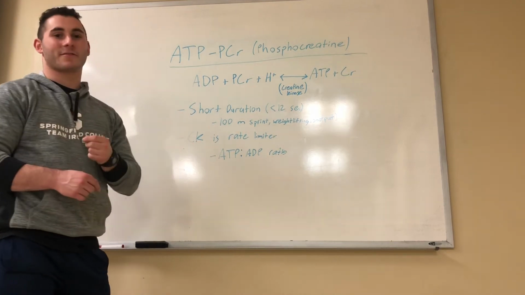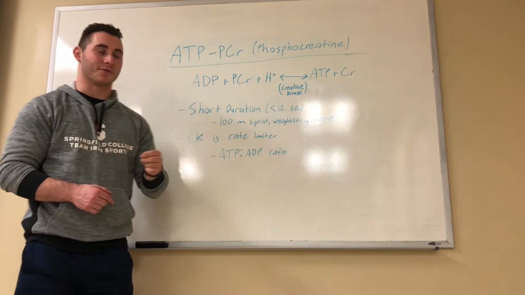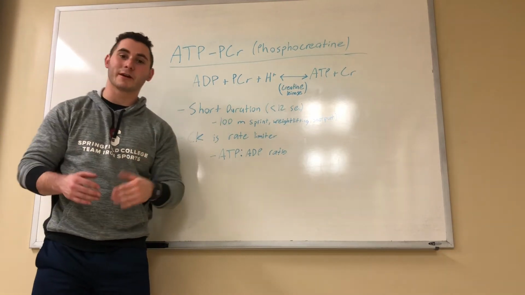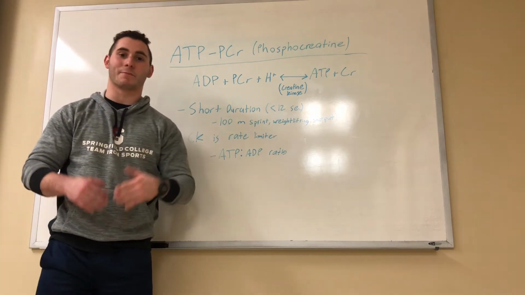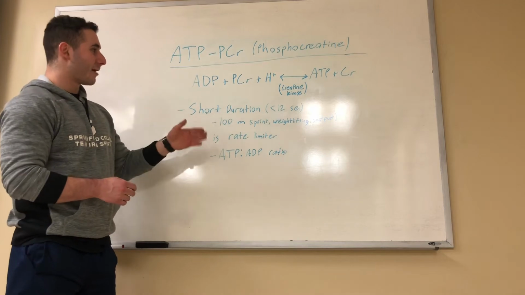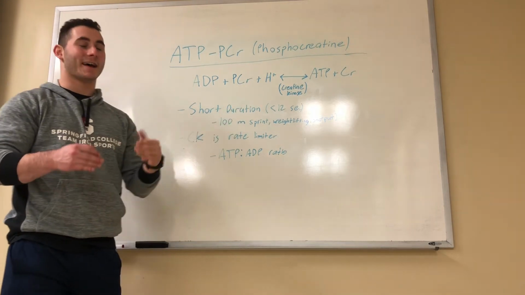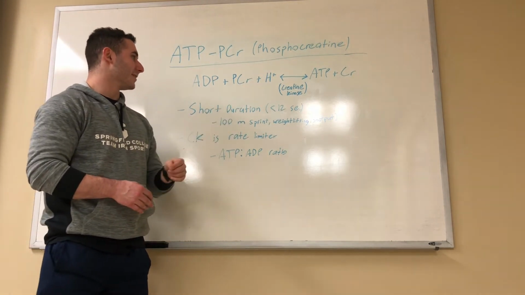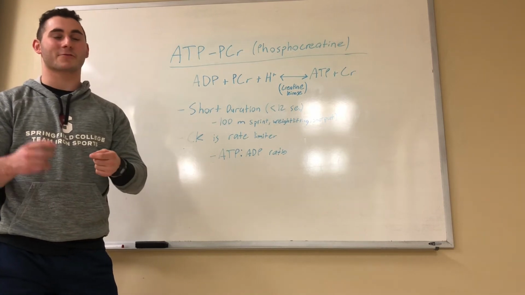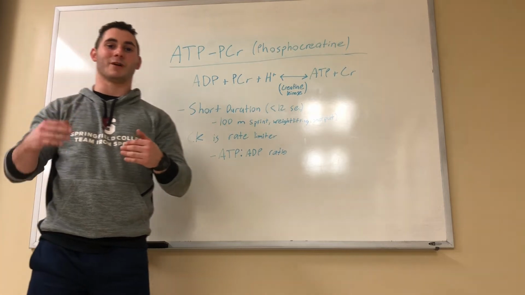The only issue with this is that it is for very short durations, about under 12 seconds. This could be considered like your 100-meter sprint, weightlifting, shot put, very powerful, very quick movements. Once you get outside this time limit for a given intensity, you're not going to be able to synthesize ATP fast enough for the demands of that exercise, so we're going to have to move into a higher level of energy production.